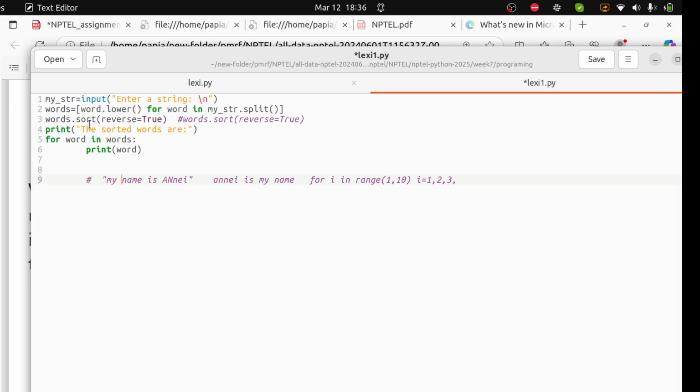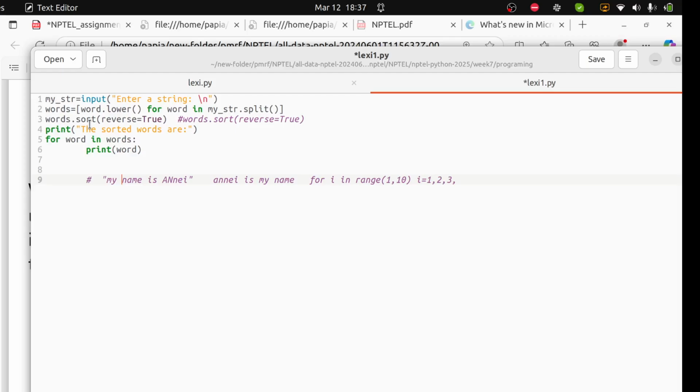Now what am I doing? Now I am doing the for loop to print my words, because we want to print the words. So that's why for word in words. Words means what? Words, where my name is Annie. Now we just want a for loop to print that one. So line number 5 and 6 is nothing but to print the word in a for loop.